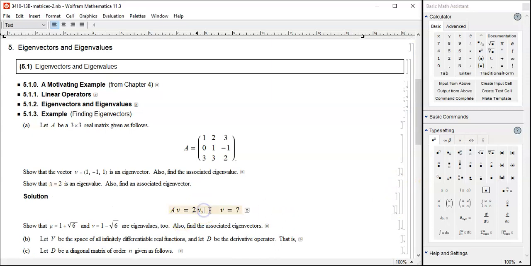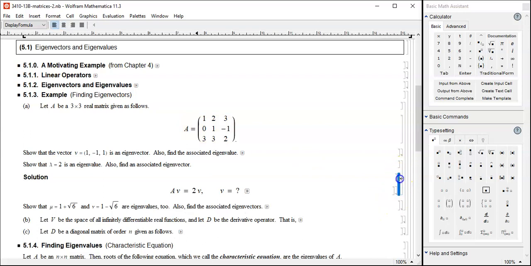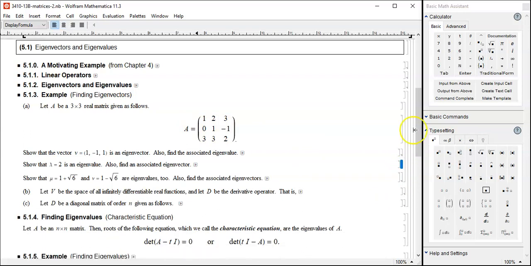We set up AV equals lambda V, where lambda is equal to 2 in this particular case, and V is xyz because A is 3 by 3. If A had been, say, 10 by 10, then we would get x1, x2, x3 all the way to x10, and we would get a system of 10 linear equations. More complicated, yes, but they're all elementary and just tedious. Computers can handle all those, no problem.